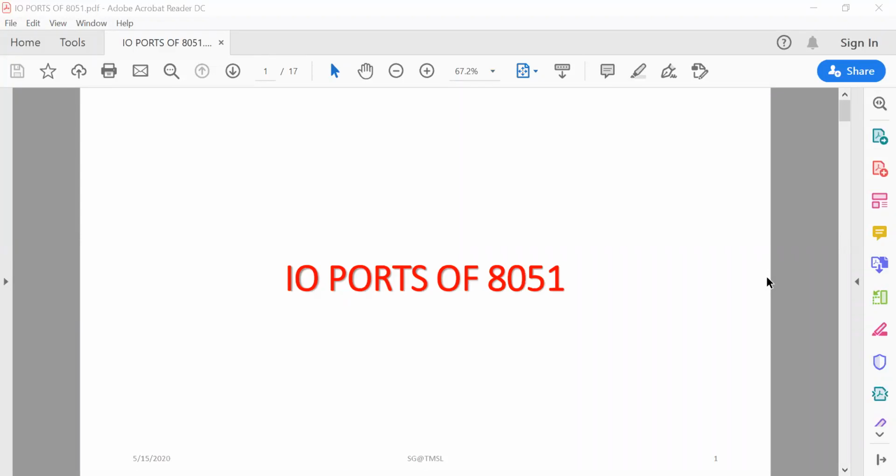So today I would like to discuss the ports of the 8051 microcontroller, the IO ports, and then in the second session the serial ports of the 8051. So two different types of ports we need to discuss today. First is the IO ports of 8051 and second is the serial port. So let's start with the IO ports of the 8051 microcontroller.